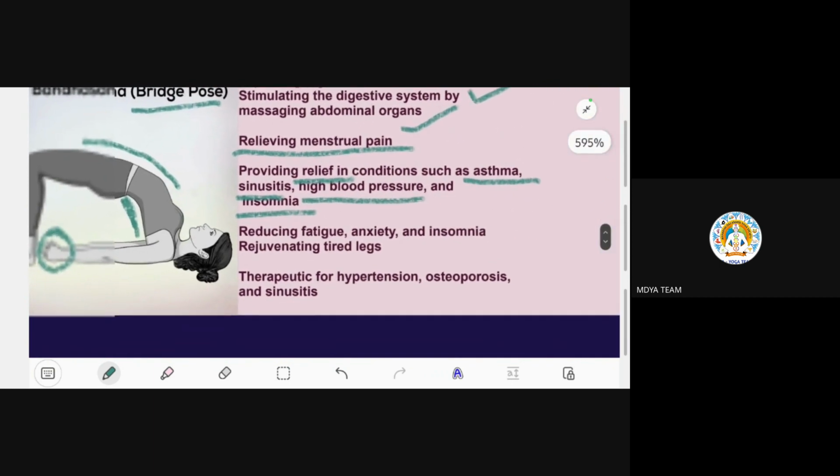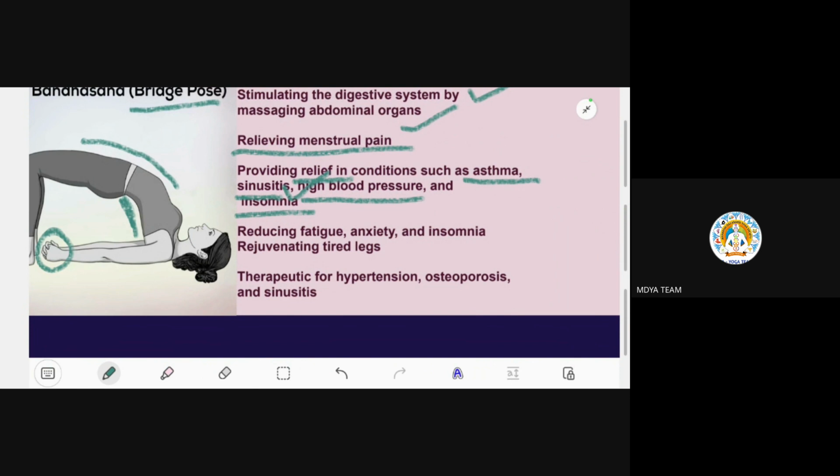Why is there high blood pressure? In the benefits, the blood circulation comes more towards the heart and the head region. How is high blood pressure counted in the benefits, please?